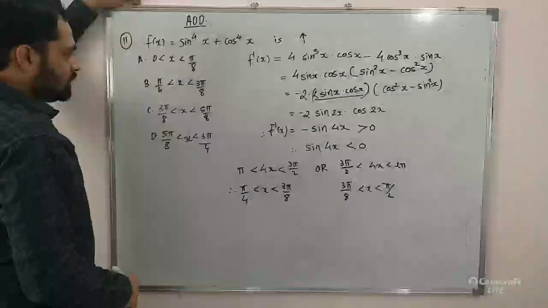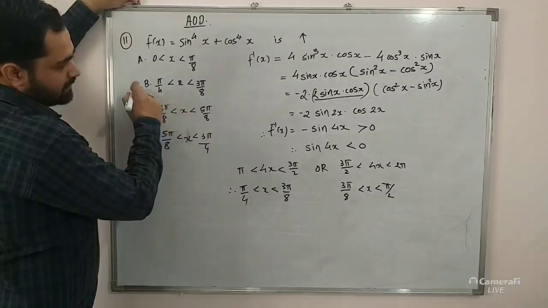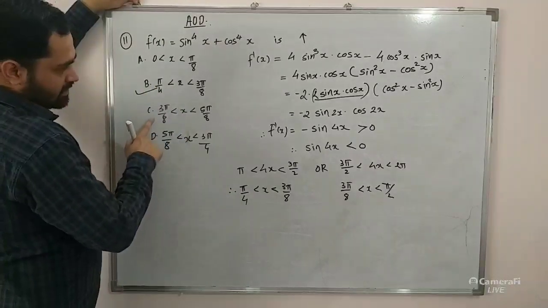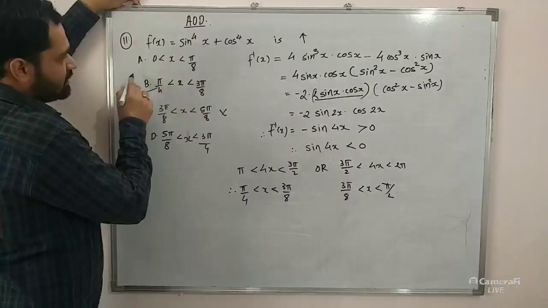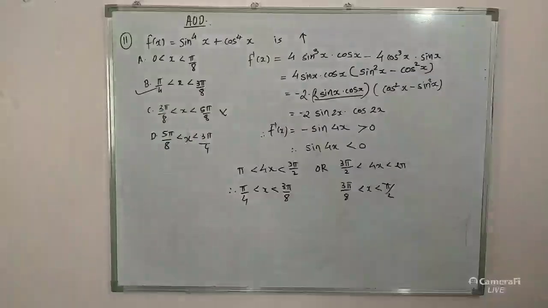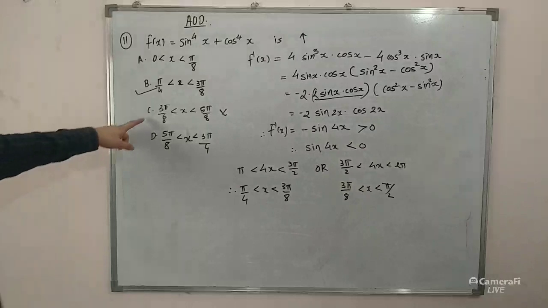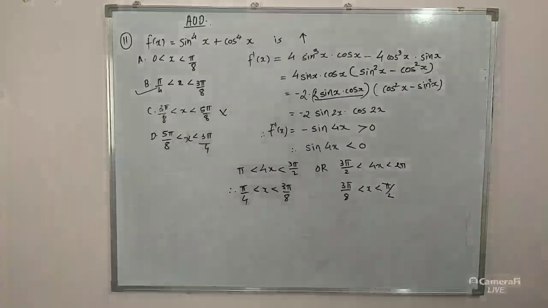So from the options we can see pi by 4 to 3 pi by 8 is there, and 3 pi by 8 to 5 pi by 8, which is not correct. So our correct answer for this question is pi by 4 to 5 pi by 8, right? Sorry, option B, pi by 4 to 3 pi by 8. Option B is our correct answer.